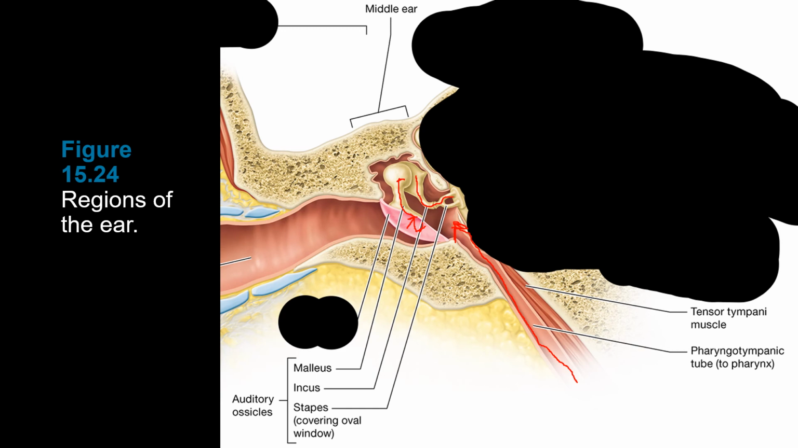And I'm just blacking out these other structures, like for the inner ear, because I want you to be able to focus specifically on what I'm referring to when I say middle ear or outer ear. And I'll do the same when I go to inner ear. I'll black out the middle and outer so that we focus more on the structures I'm discussing.